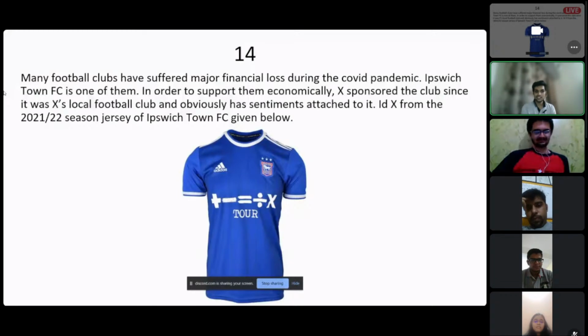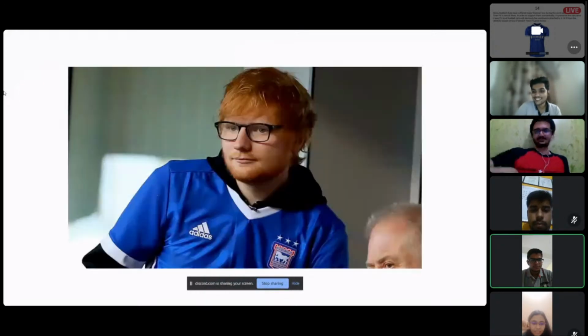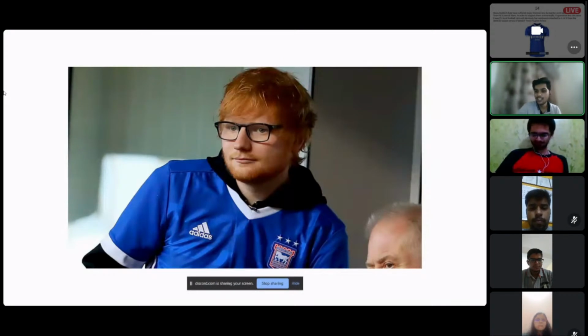Exactly, it's Ed Sheeran, and you don't have to be a football fan to answer this question. You just have to listen to music. And it's literally on the screen, in the middle of the jersey. Ipswich Town FC is the local football club of Ed Sheeran. Ipswich is his boyhood club, so he supported this club during the COVID pandemic.